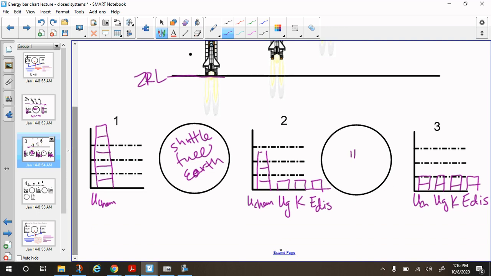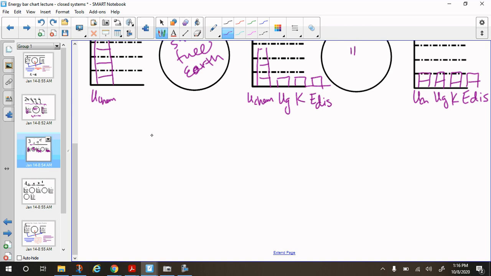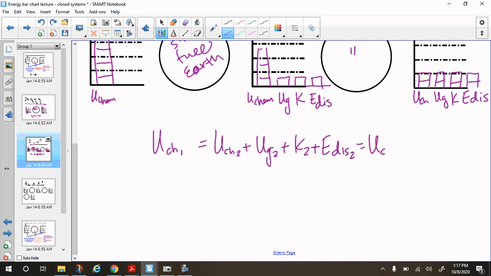Now we write our equation. So we have chemical potential energy at position 1 is equal to chemical potential energy at 2 plus gravitational at 2 plus kinetic at 2 plus dissipated at 2. And that's equal to chemical at 3 plus gravitational at 3 plus kinetic at 3 plus E-dis at 3.